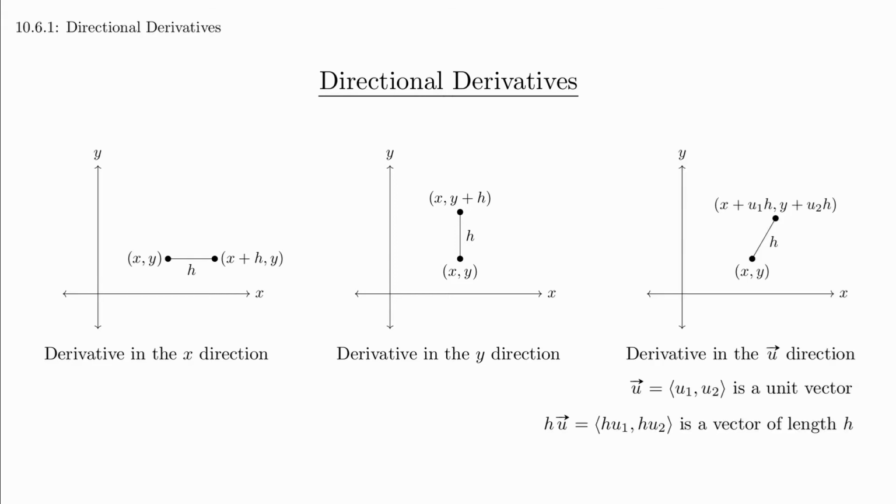If u is a unit vector that we write as u1, u2, then we can multiply it by h to get a vector of length h. And this vector shows us the change in x and y if we take a step of size h in the direction of u. Then the directional derivative is just the limit of the difference quotient as h goes to 0.